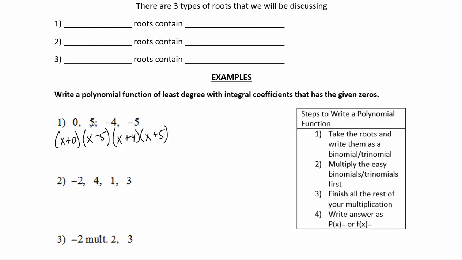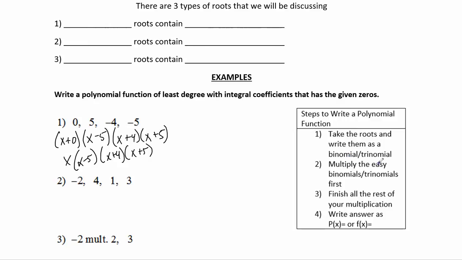So some of you might be asking, why is there an x plus 0 here? Well, remember, x plus 0 is just an x. When we have x by itself, our 0 is just 0 because it's a monomial. Any monomial is always 0. So then I have the x minus 5 still, the x plus 4, and the x plus 5. Okay, so that's the first step.